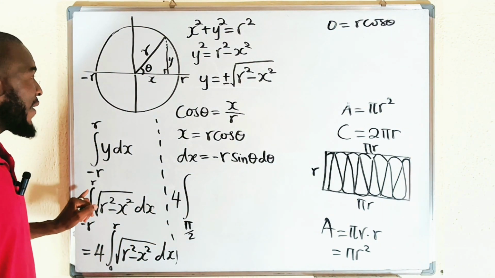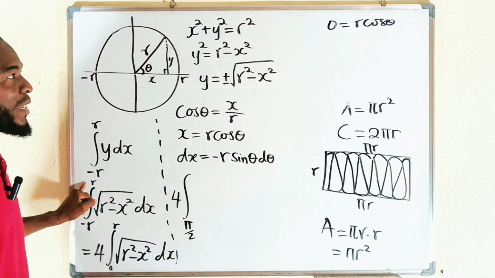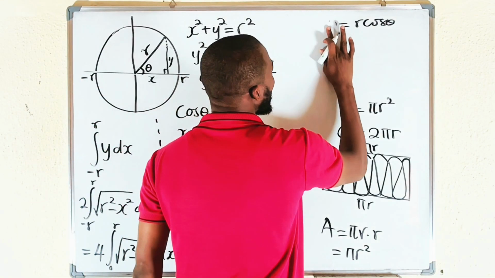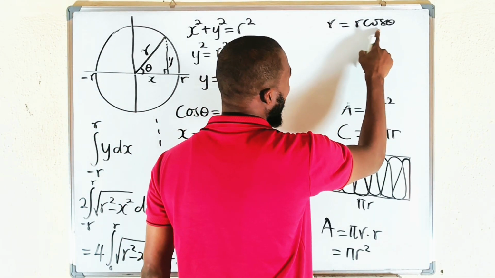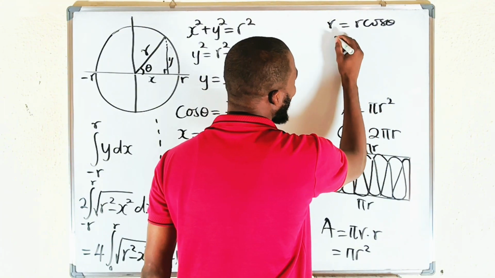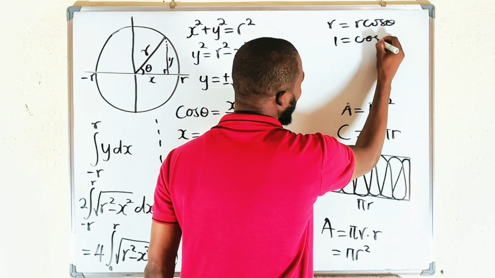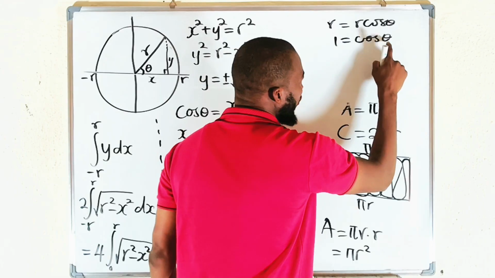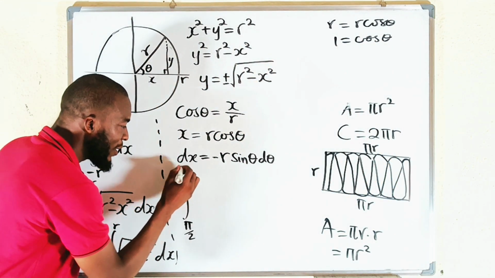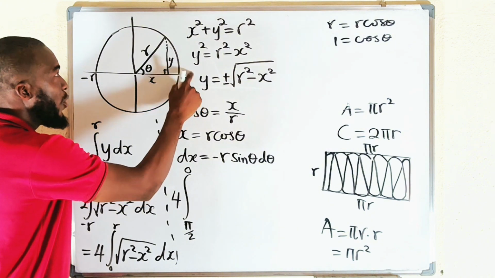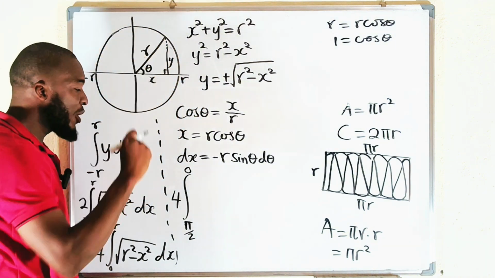Then what happens if x is r? That is the upper limit. It means that you have r here for x equal to r cos theta. And by dividing both sides by r, you have 1 equal to cos theta, right? So the question is, cos of which angle will give us 1? Cos of 0, definitely. That is from this point down here. Remember, we are in the first quadrant.